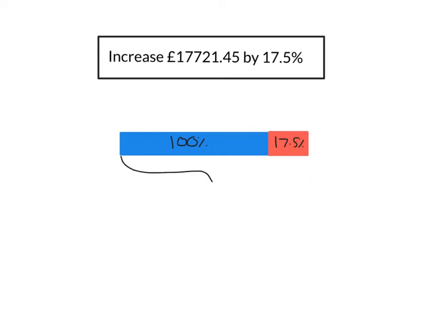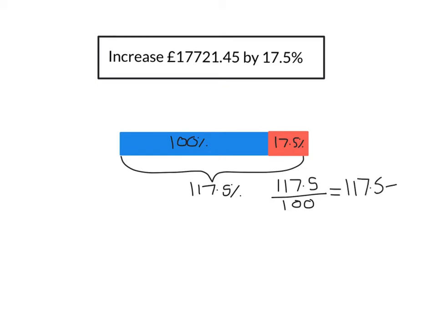So altogether, 100 add 17.5 is 117.5%. I need to turn that into my decimal multiplier. So we know 117.5 per 100%, so that's it as a fraction. And I know that a fraction is a division, so 117.5 divided by 100. I can put that into my place value table.